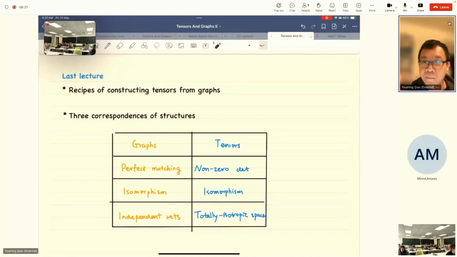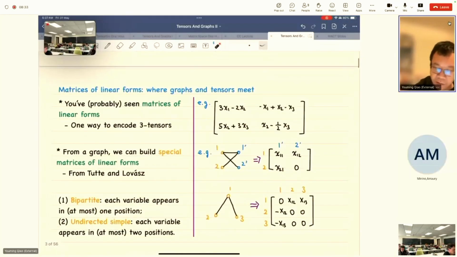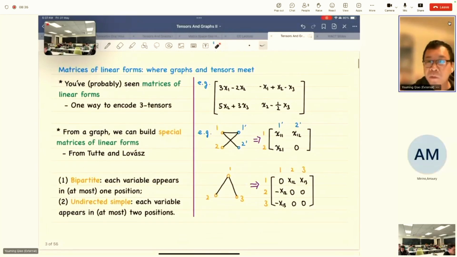We didn't really have time to talk much about this, but they are on the slides and they won't affect what's going on today. So we have seen some correspondences of the structures, and now this slide is just a quick review of how you construct tensors from graphs.